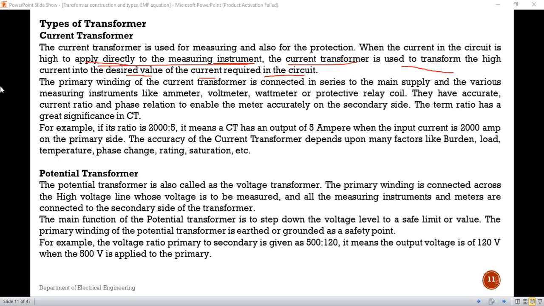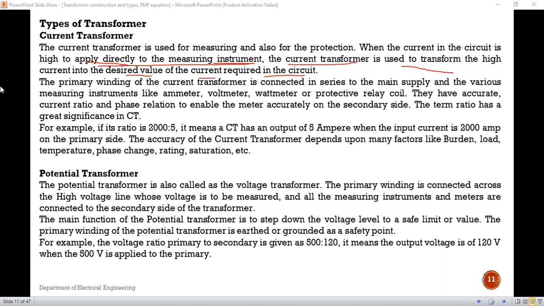So the primary winding is connected directly to the main supply. The primary winding of the current transformer is connected in series with the main supply. And the various measuring instruments like ammeter, voltmeter, wattmeter, or the protective relay coil have accurate current ratio and phase relation. So this instrument transformer has an accurate current ratio and phase relation.